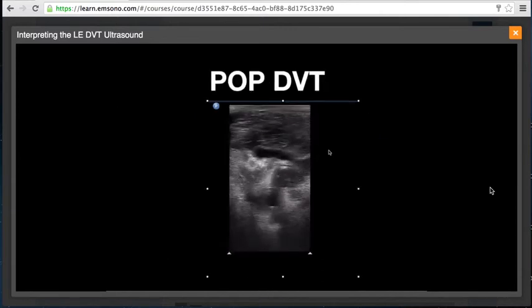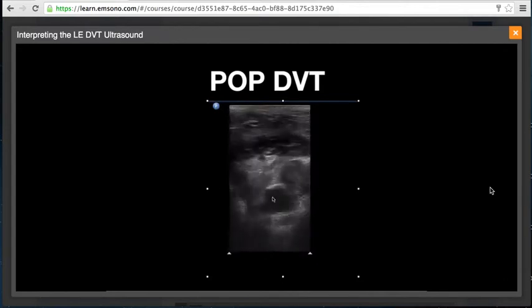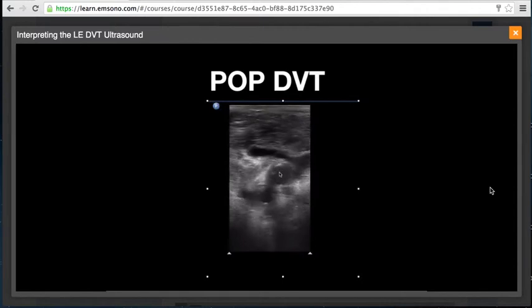Here's a patient with a popliteal vein DVT. So posterior, anterior, patient's right, patient's left. Here's the artery and here's the enlarged vein with hyperechoic thrombus within it, and the vein is non-compressible.